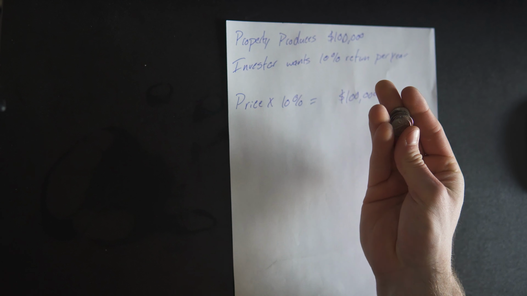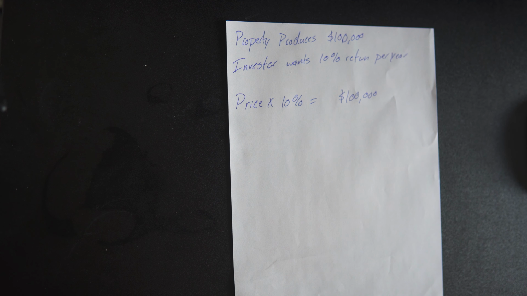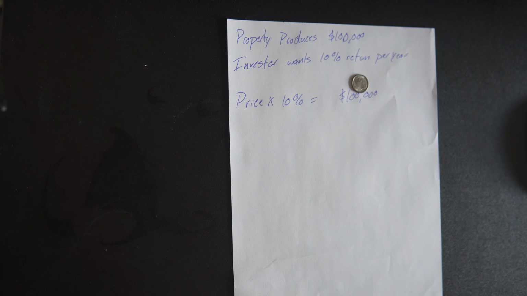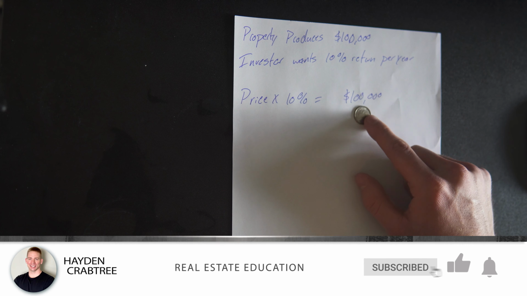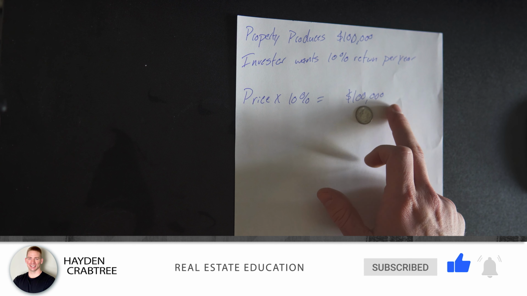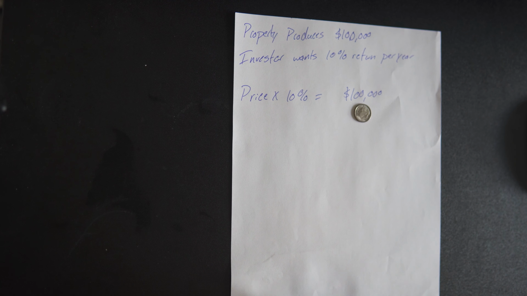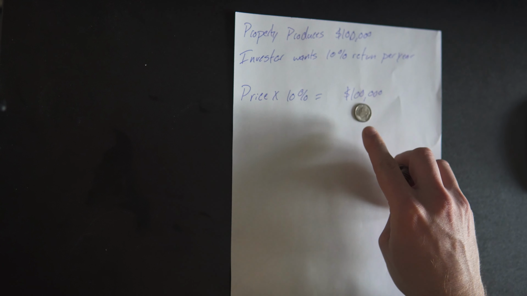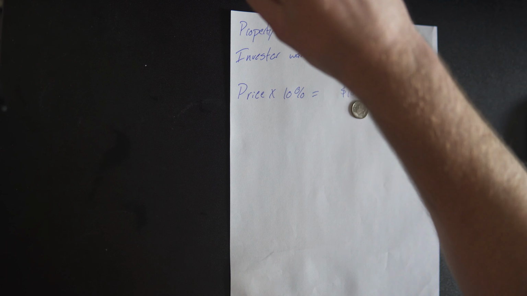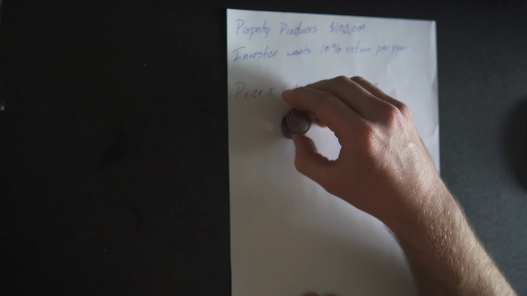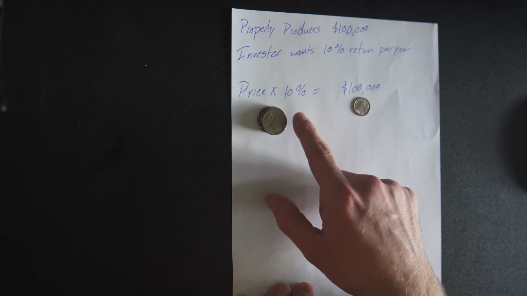So I've actually got some coins here, and I've got some nickels. I've got 10 nickels here, and let's say that the $100,000 is represented by one nickel. If an investor wants to make the $100,000, the nickel here, which is what the business or the property produces, and we want 10%, all we have to figure out is what is the price. Well, one nickel is 10% of what? One nickel is 10% of a dollar, right? We've got 4 quarters here. This is 10% of 4 quarters.